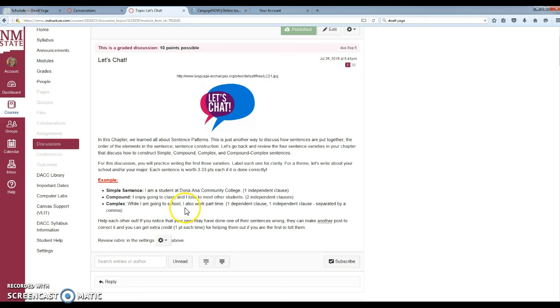The second part of the sentence, I also work part-time. This is an independent clause. Subject, verb, and makes sense. So in a complex sentence, you still have a subject and a verb in the dependent clause, but there'll be some word there that throws it off, like while, or because, or although. It's one of those types of words that makes this part of the sentence not a complete thought.